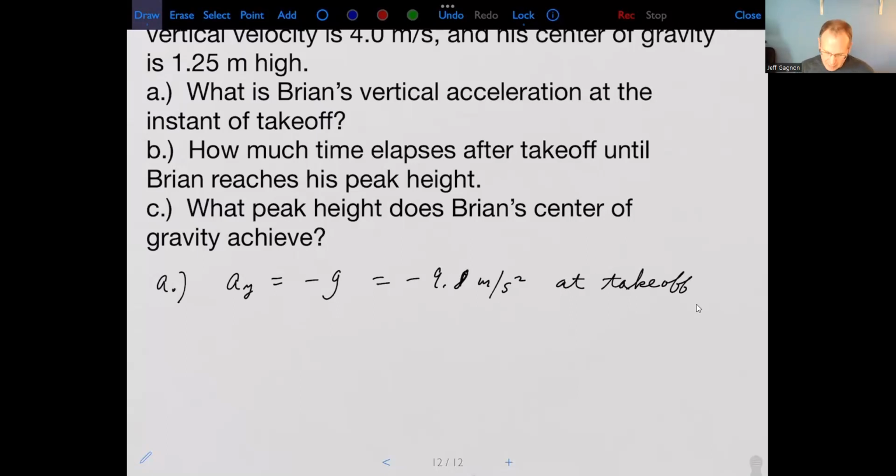Okay, what about the second part of the question? How much time elapses after takeoff until Brian reaches his peak height? Well, remember, at the peak height, Brian's velocity is going to be 0. So the final velocity is going to be 0. The initial velocity, and really you can think of it as the velocity of his center of mass, was given as 4.